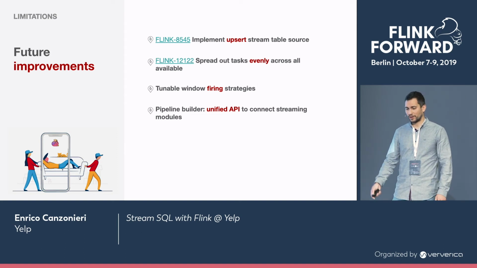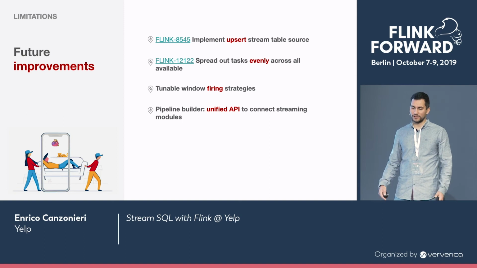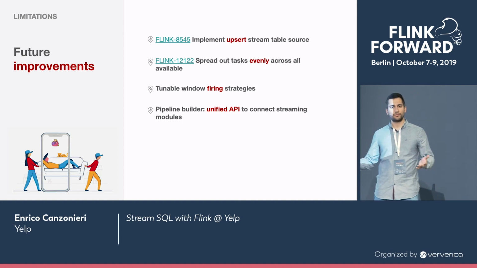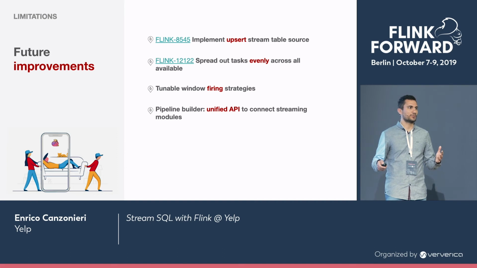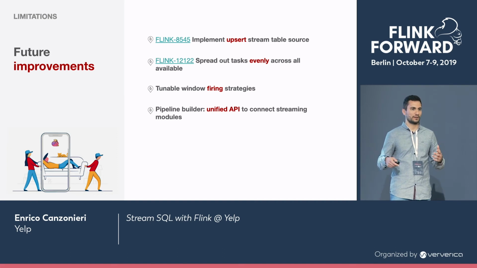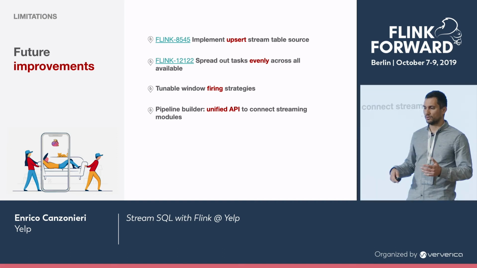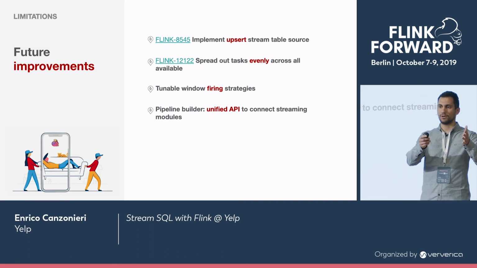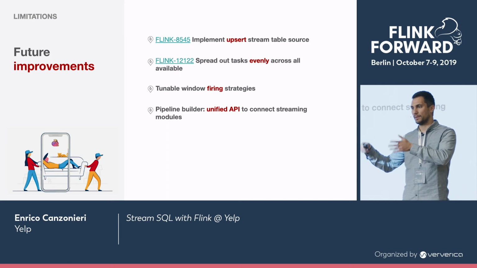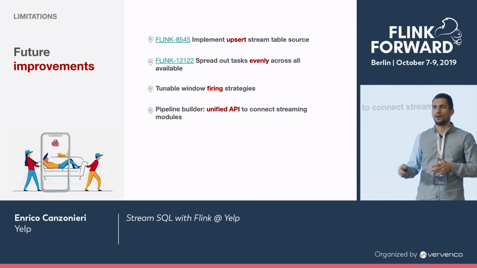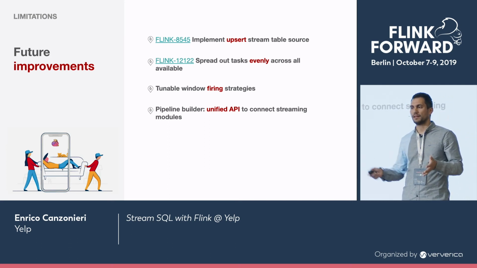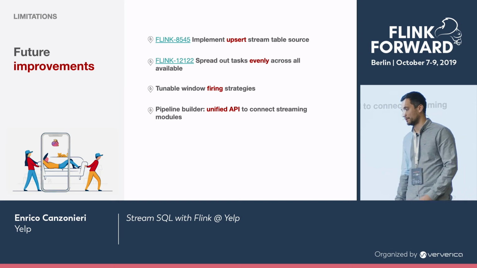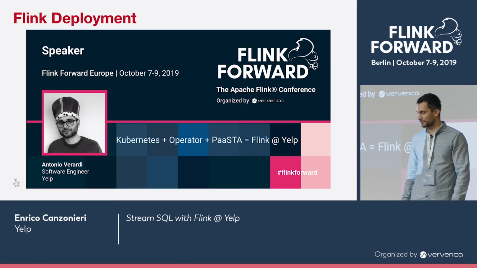And then the last one is something that we are looking into internally. As I showed before, we have all these different modules that are connected through Kafka topics. We are looking into providing a unified API so that users can get a Stream SQL query connected to a joiner, maybe connected to a connector, all by just using the same unified interface, and hopefully even a UI.